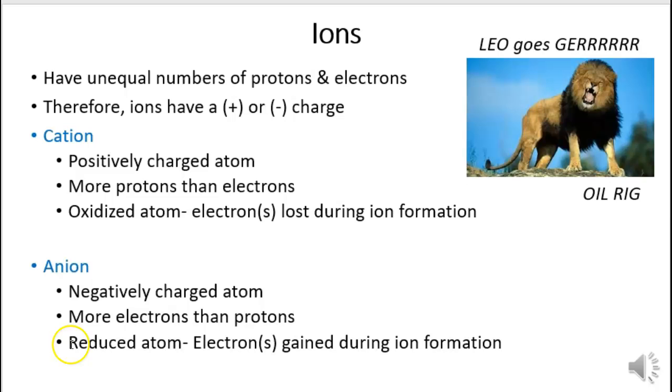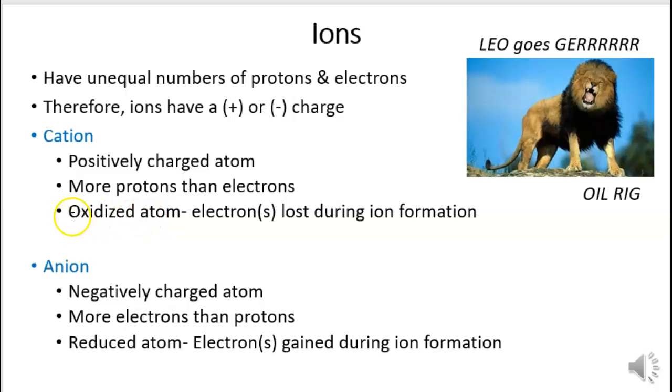If instead an atom is reduced, it has gained an electron to form a negatively charged anion. Sometimes it's hard to remember if oxidation results in a cation or an anion, or if reduction forms a cation or an anion. The way I remember it is that a cat is positive. Kitty cats are positive, so now I know an anion's negative.